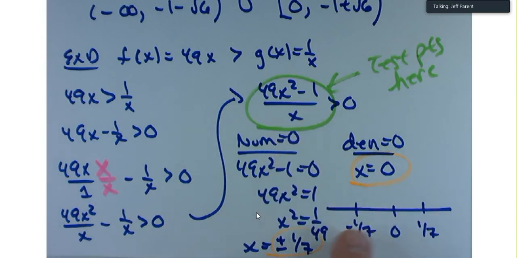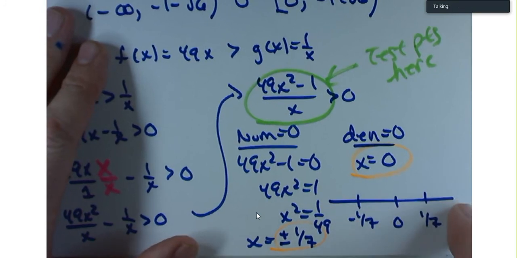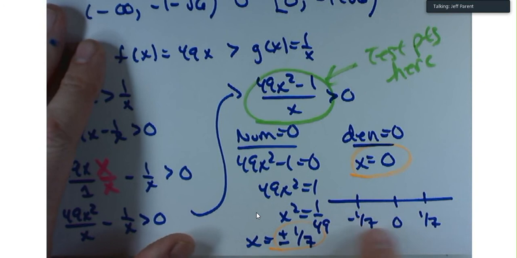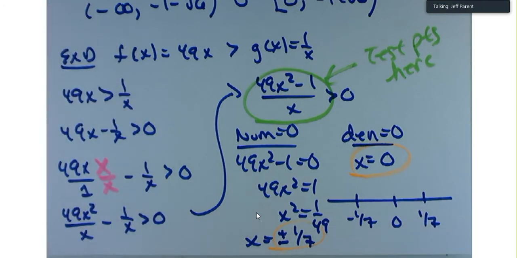Our test points have to be things in between each of these. So that's going to be a little bit of work for you because you're going to have to come up with some fraction or decimal that's between 0 and 1/7. 0.1 will work, just saying.